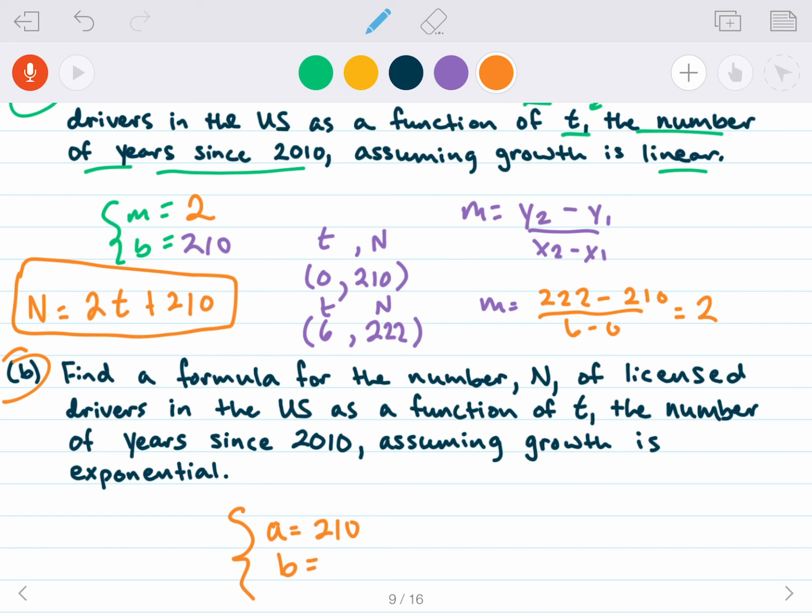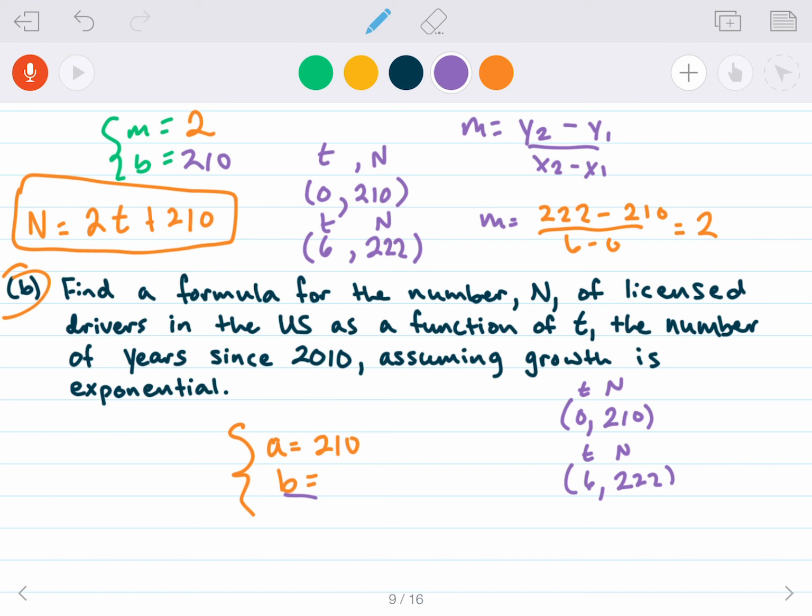We do have the 2 points that we can utilize, and the 2 points are (0, 210), which was our starting point, and then that other point, (6, 222). The goal is to find b. I know that the formula is going to be of the form y equals a times b to the t. At this point, what I can do is notice that I have an a, I have a t, and I have an n. So I can just use that to solve for b.